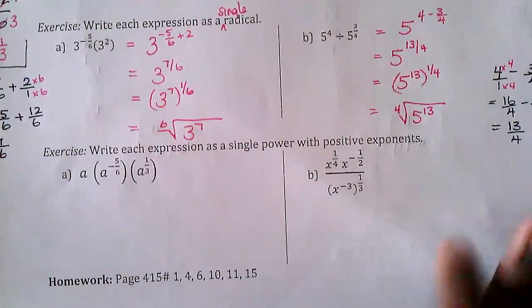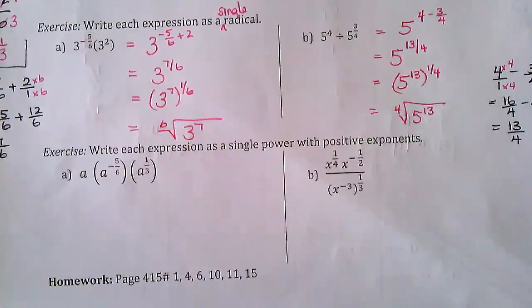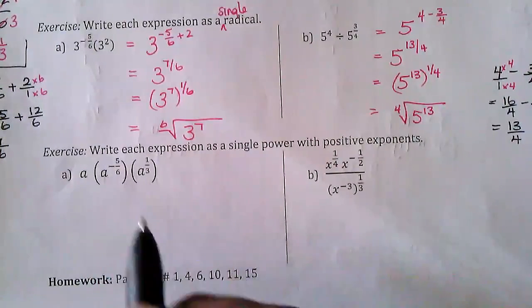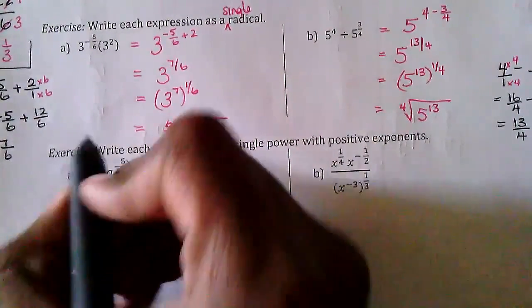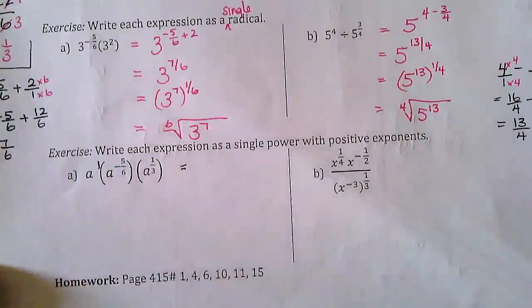The last question here, write each expression as a single power with positive exponents. Again, we're just using the power laws here. There's nothing to solve because the bases are variables here. So here we have multiple powers being multiplied. Here we have a to the power of 1 times a to the power of negative 5 over 6 times a to the power of 1/3.